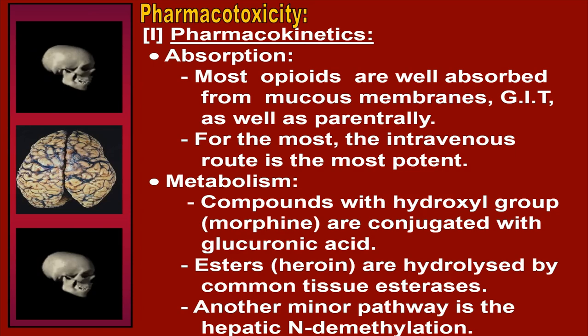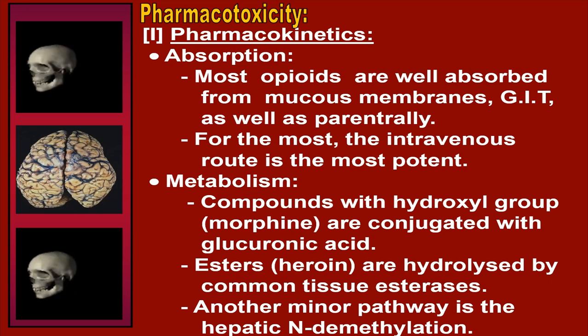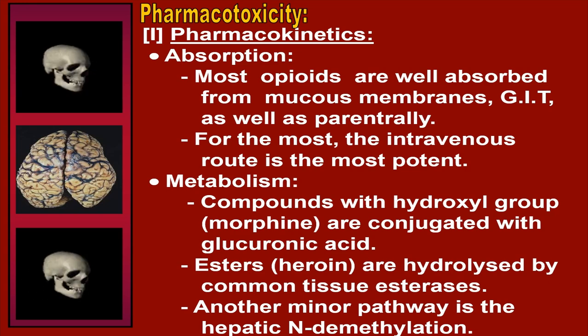Pharmacotoxicity. Pharmacokinetics. Absorption: opioids are well absorbed from mucous membranes, the GIT, as well as parenterally. Of these, the intravenous route is the most potent. Metabolism and biotransformation.